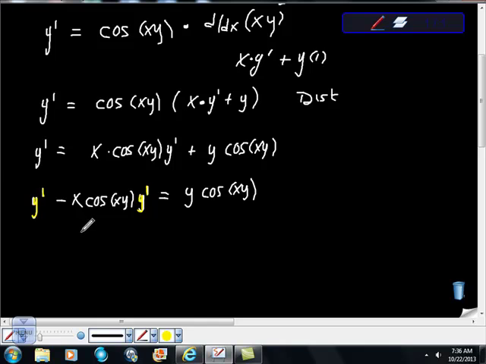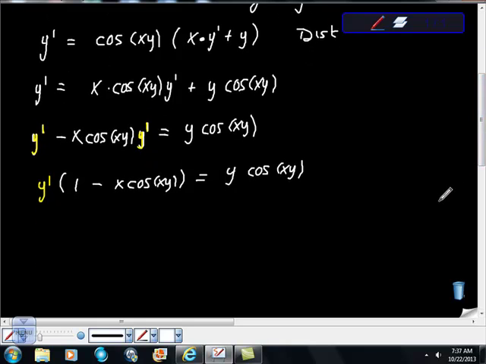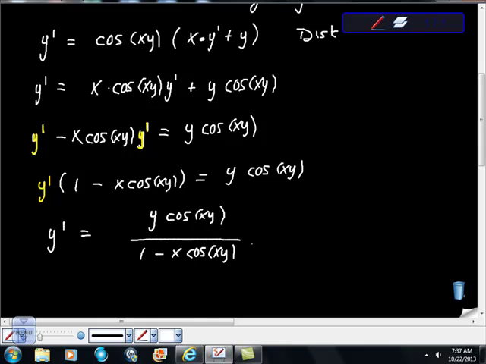So I'm going to go ahead and factor that piece out, and I'm going to get y prime times 1 minus x cosine xy is equal to y cosine xy. This is really a lot of stuff going on here. Finally, what I'm going to do is divide both sides by 1 minus x cosine xy. Finally getting y prime by itself, so I have y prime is equal to y cosine xy all over 1 minus x cosine xy. Wow, what a pain, huh? So that's where we get, I think, our final answer.